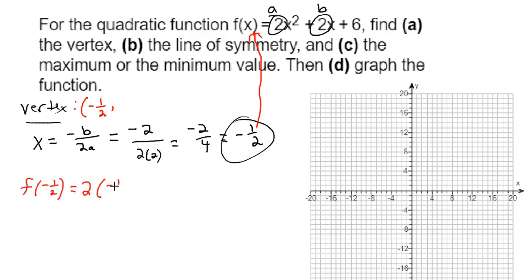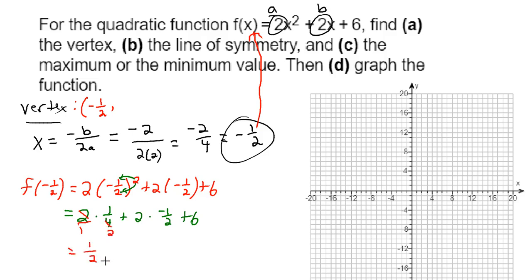So we get 2 times negative 1/2 squared plus 2 times negative 1/2 plus 6. And we're going to have to try to simplify this. And so this will become 2 times 1/4 plus 2 times negative 1/2 plus 6. When you square a fraction, you just square the top and you square the bottom. So 1 squared gives me 1, 2 squared gives me 4. And because I'm squaring this number, it comes out positive. So it's positive 1/4. Think of this 2 as being 2 over 1. So the 2 on top cancels out with the 4 on the bottom, so I'll get 1/2 from that.